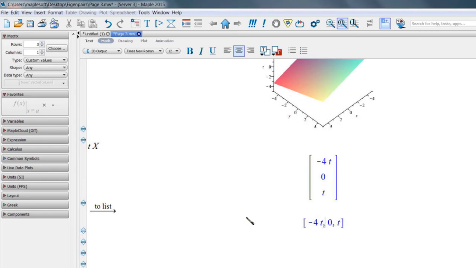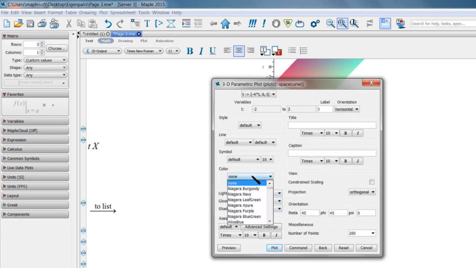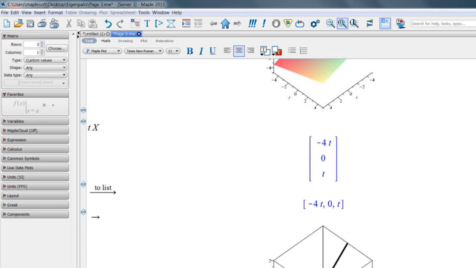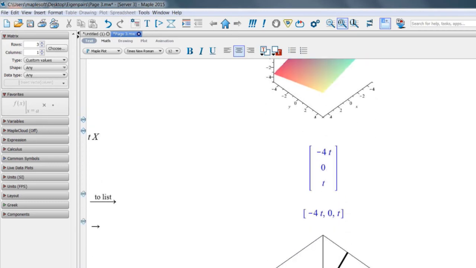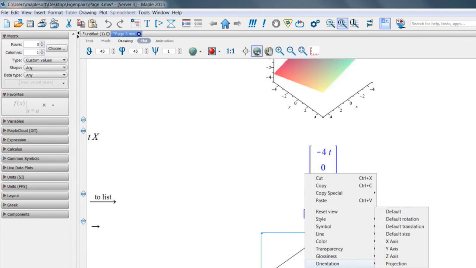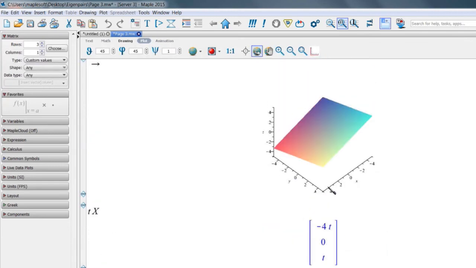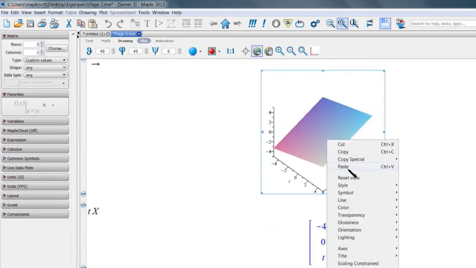On the options, because I'm drawing a line, I want that line to be drawn in black. Here's black, and I want to make it thick. So I'll make that thick, and I'll draw that line. Now I want to add the line to the graph of the plane, so I'm going to do a copy. Here's a copy. I'm going to do a paste.